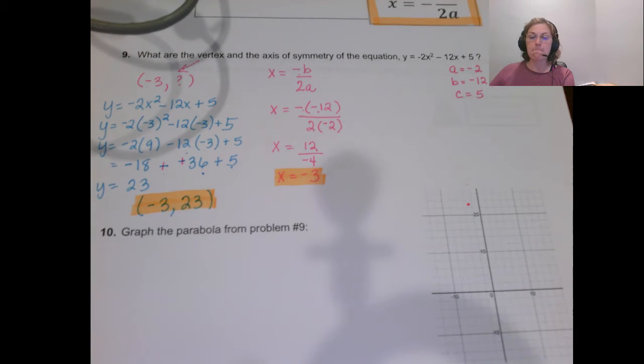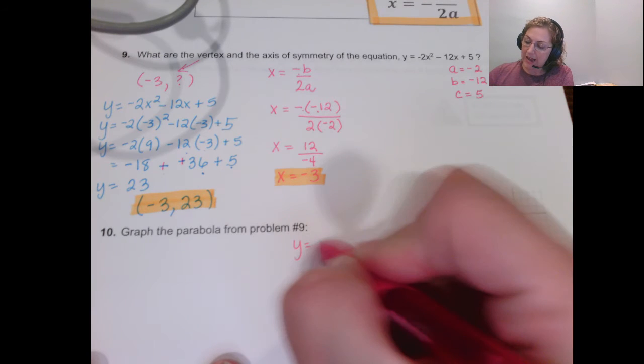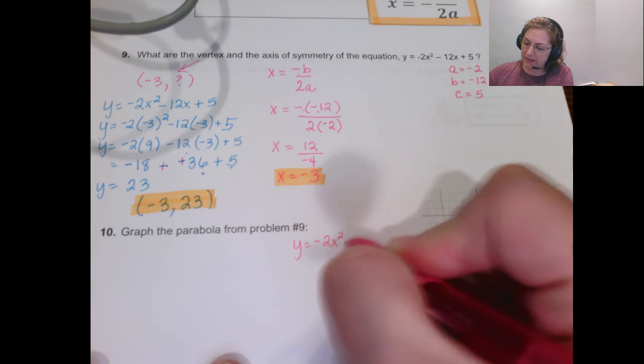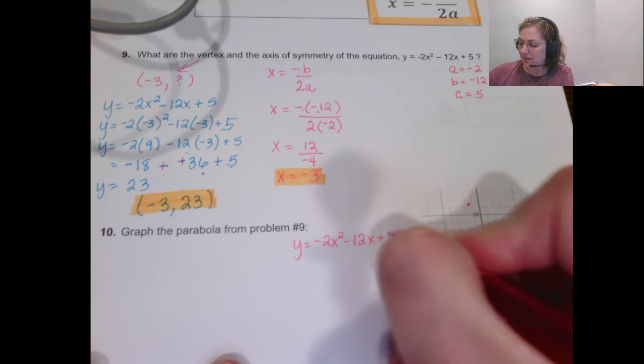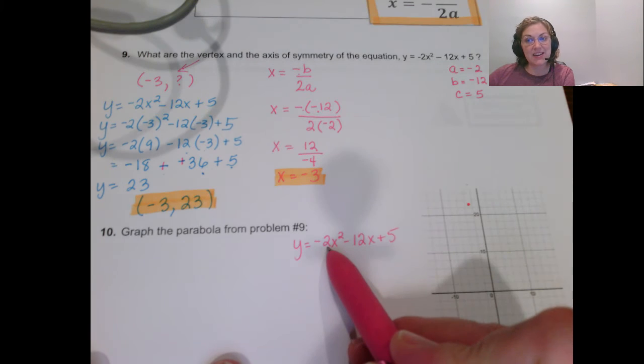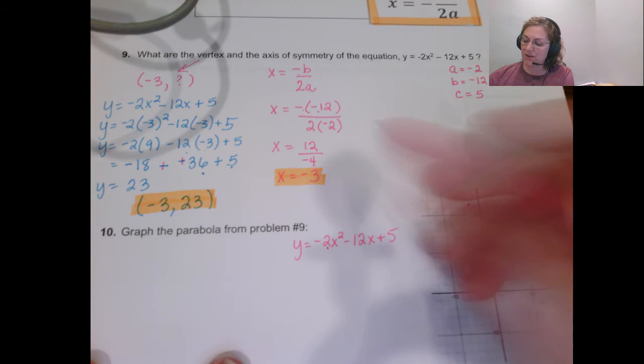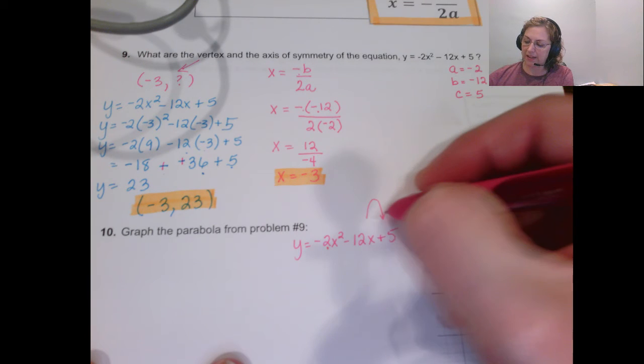Okay, I know that this graph turns down. Oh, you may be saying, how do you know that? I know that because that a value is negative. And anytime that a value is negative, I know this parabola is going to do something like that.